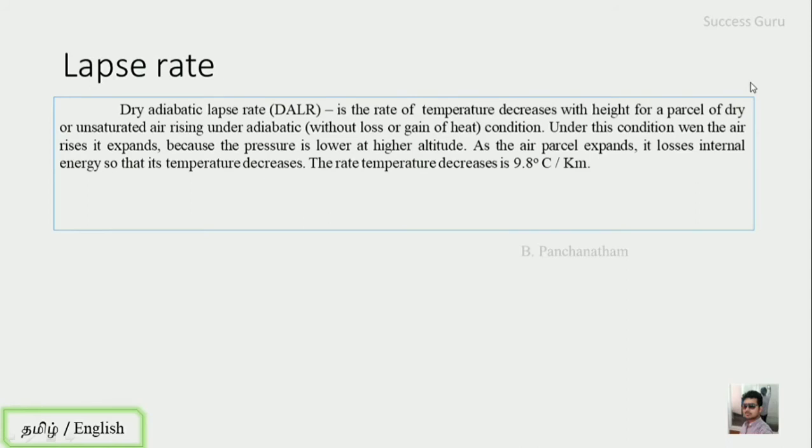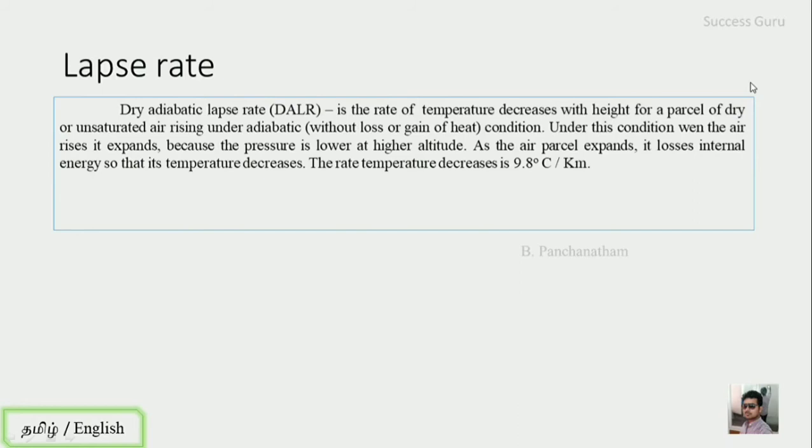What happens when the air mass is moving higher? There will be a drop in pressure, right? When there is a drop in pressure, what happens? The air mass will try to expand, and as the air mass expands, it will lose its internal energy. As you know, when there is a drop in pressure, automatically there will be a drop in temperature, and this drop in temperature will be in the range of about 9.8 degrees Celsius per kilometer. So this is the dry adiabatic Lapse rate.